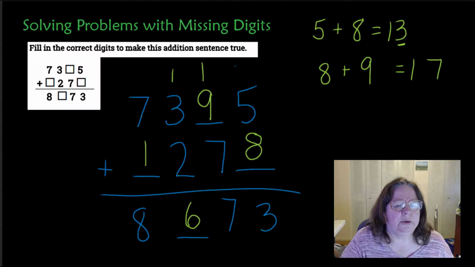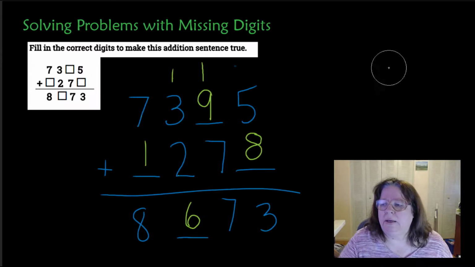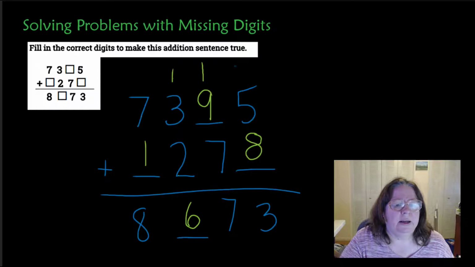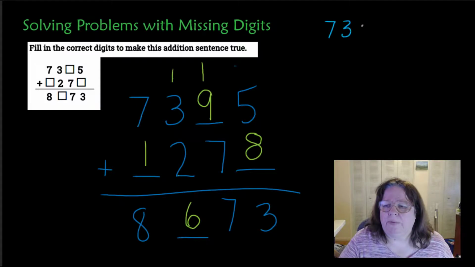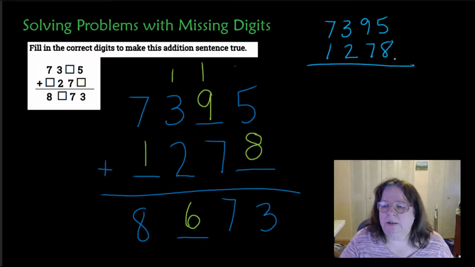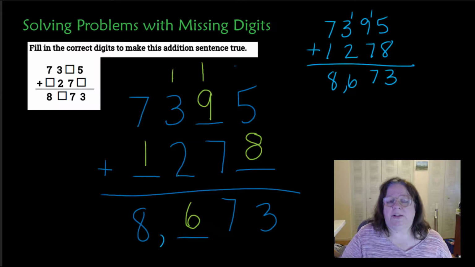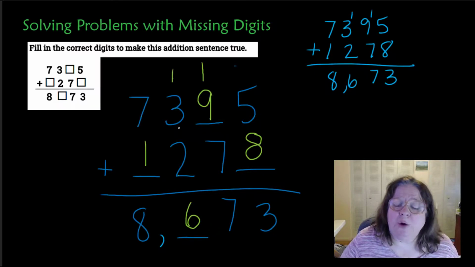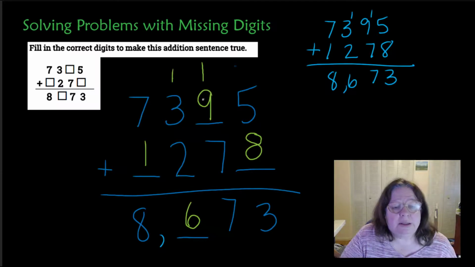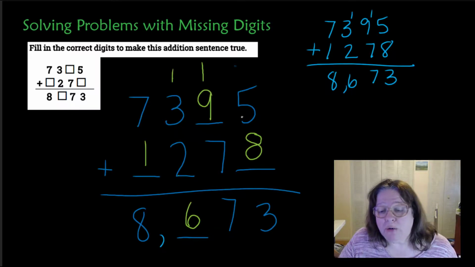I'm going to just write it again up here, just like this, just to kind of make sure. 8 plus 5 is 13. 9, 10, 17, 5, 6, 7, 8. 8,673. Hey, that wasn't so bad. We can use what we know to solve problems that we don't know. Let's try another.